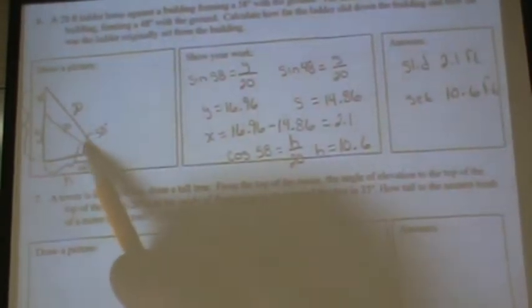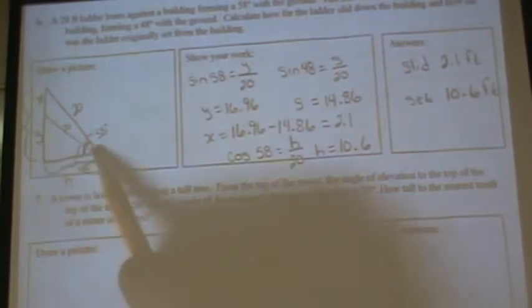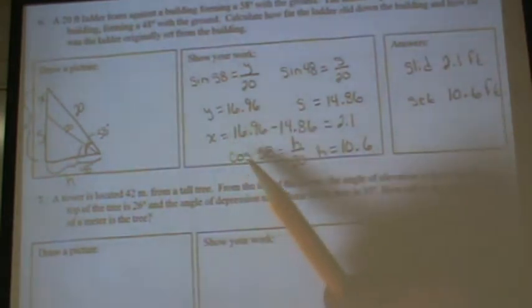Wait, one more time, how'd you get the h? So you have your 58-degree angle, and you're looking for the adjacent side this time of the large triangle. Okay. So you're going to do adjacent over the hypotenuse. So that's the cosine. Okay. And you solve for h and you get 10.6.